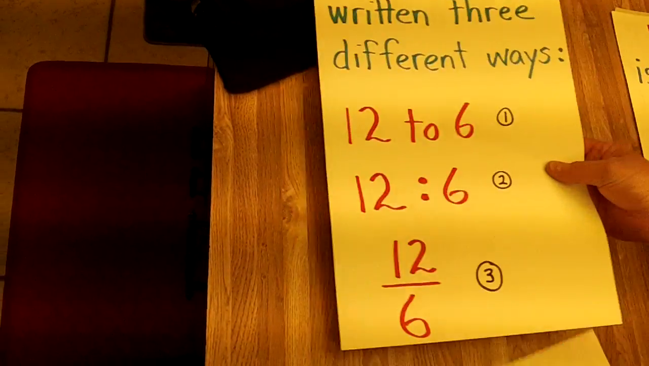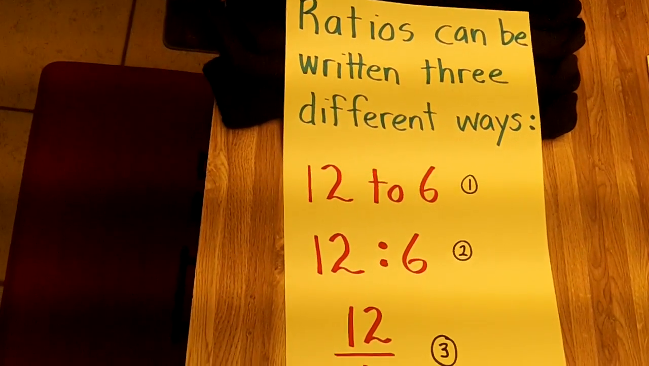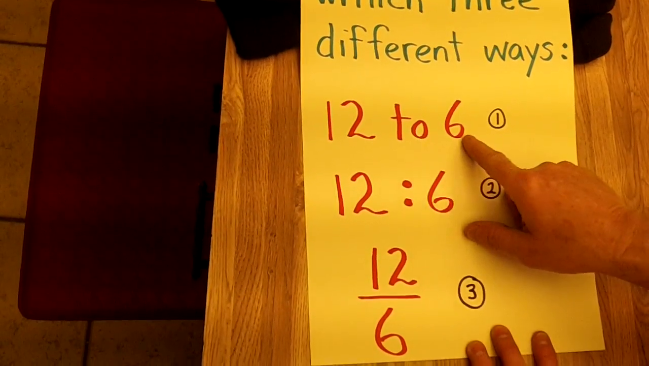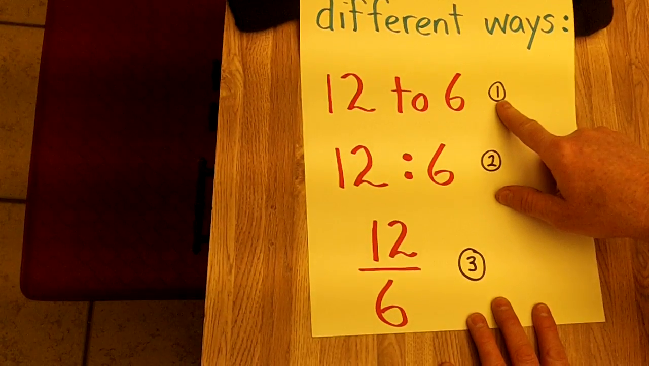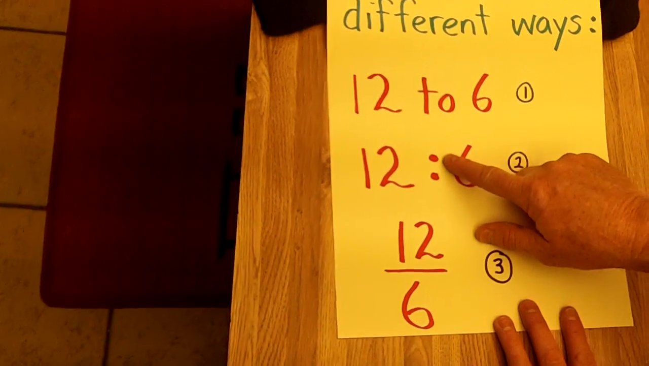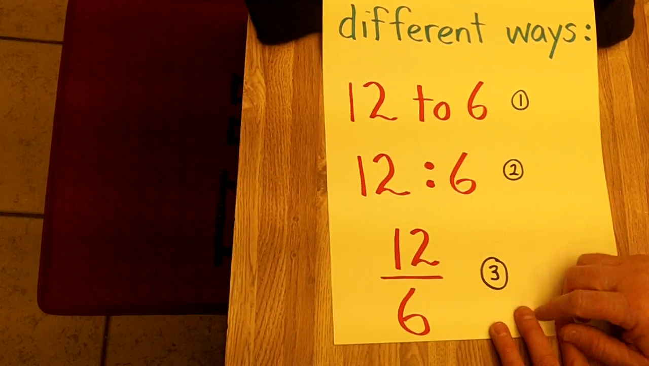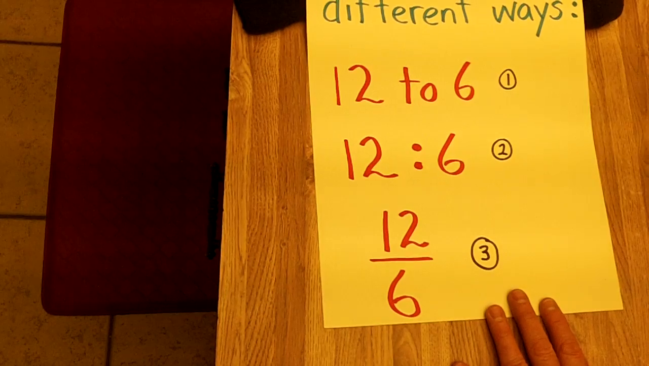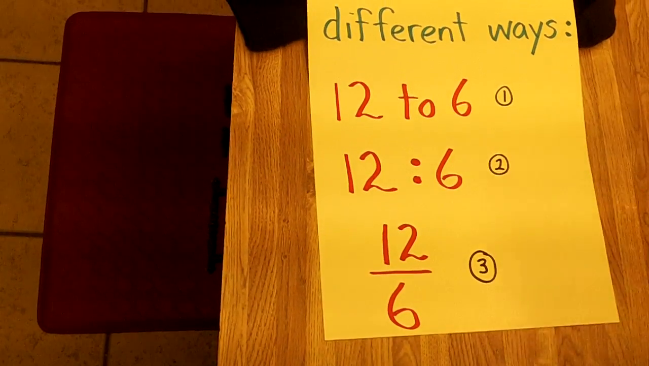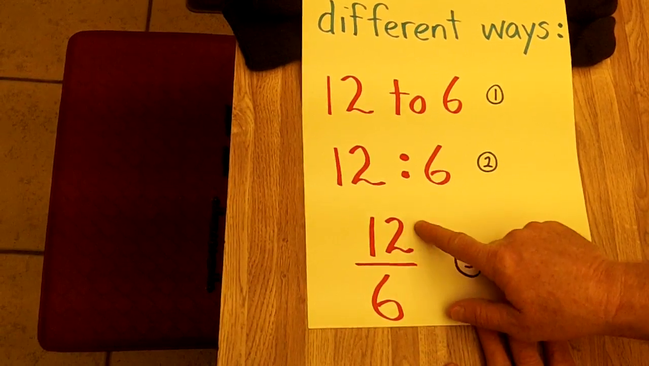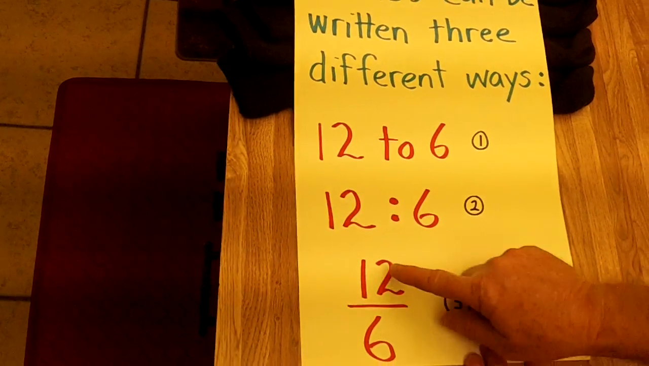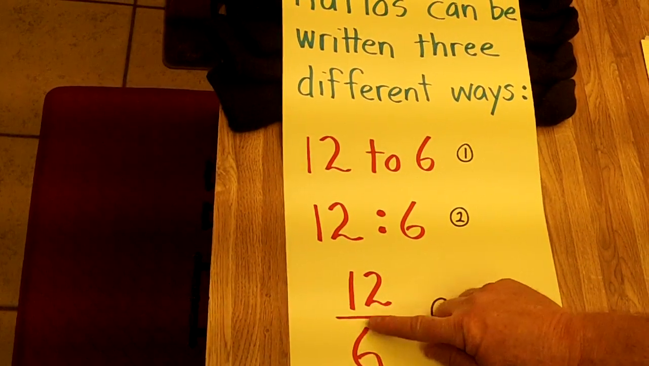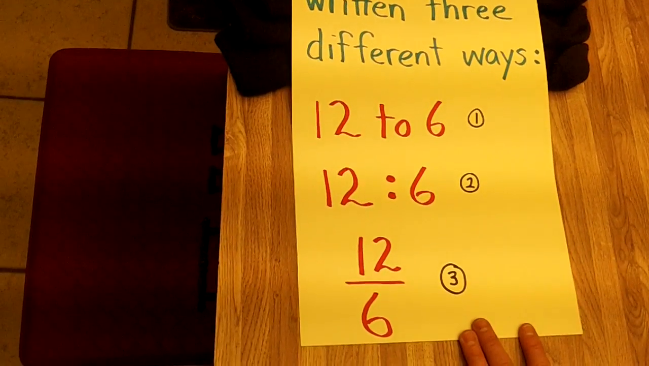Now, ratios can be written in 3 different ways. Just like we saw, 12, the word to, and 6, 12 to 6. That's the first way. The second way is we put a colon instead of the word to, 12 colon 6. And then with a lot of computations where we try to figure things out, we use a fraction where it's 12 fraction bar 6, 12 over 6. And that is the third way.